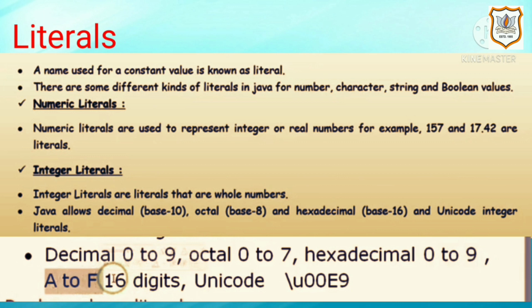Decimal numbers use only the digits 0 to 9, octal numbers use only the digits 0 to 7, and hexadecimal numbers use 0 to 9 and capital A to F, total 16 digits. The letters capital A to capital F represent the numbers 10 to 15 respectively. A Unicode literal consists of a \u followed by 4 hexadecimal digits. For example, the character literal \u00E9 represents the Unicode character that is an e with an acute accent.